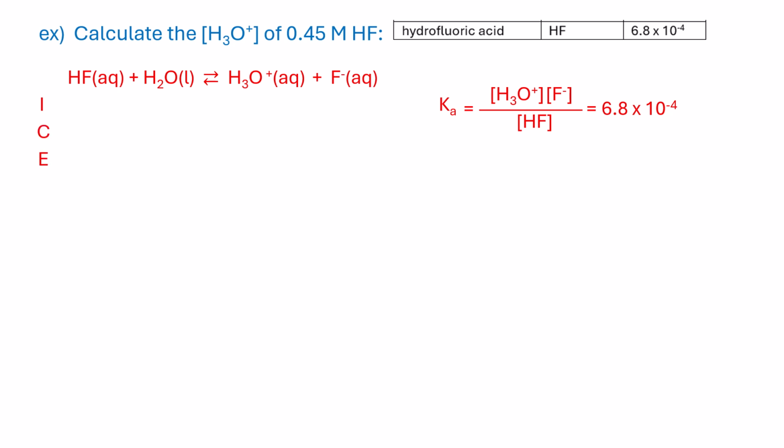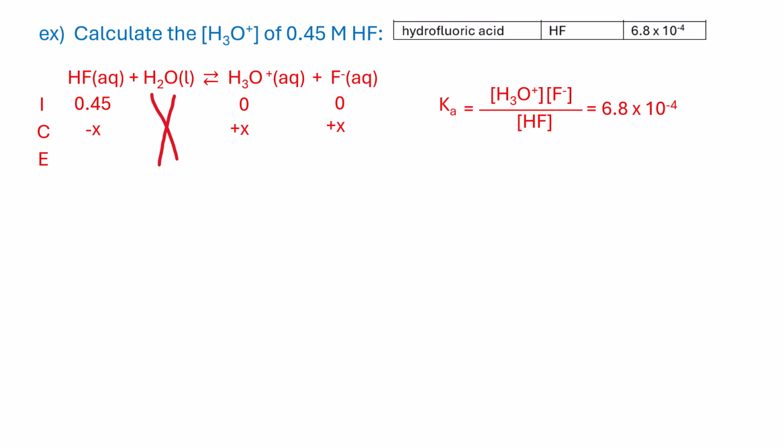So what we're going to do is, just to make it make sense, we're going to use an ice box or ice table. So starting with our initial concentration of HF, in this problem, it's given to us as 0.45 molar. So I'll fill that in. Water is a liquid, so we don't worry about its concentration. It doesn't have one. And of course, hydronium and fluoride are both products, so their initial concentrations will be 0 and 0. Now, hydrofluoric acid being a reactant is going to go down by some unknown amount.